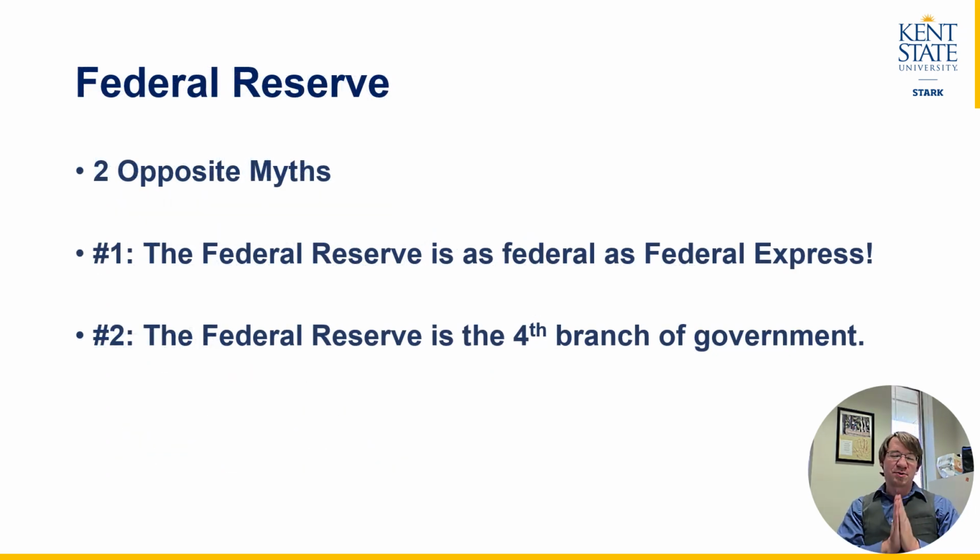So first, in dealing with the Federal Reserve, I want to deal with two opposite myths about the Fed. The first is the Federal Reserve is as Federal Express. Right, so when this is said, it normally is talking about the fact that the Federal Reserve is an independent body from the government. For example, it is not owned by the government. But a second opposite myth is the Federal Reserve is basically just the fourth branch of government, right? So we have the executive, we have the judiciary, we have the legislative, and we have the monetary branch. It turns out neither of these is really true. The truth is somewhere in between these myths. So let's take a look.